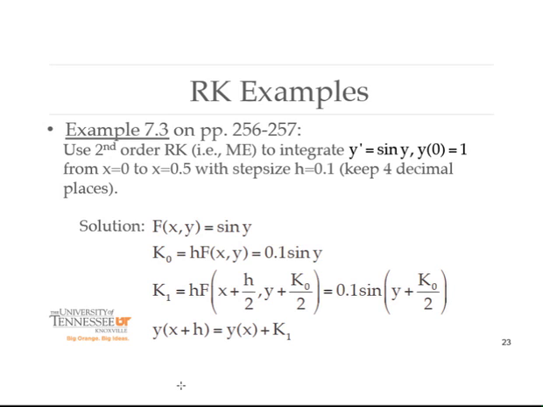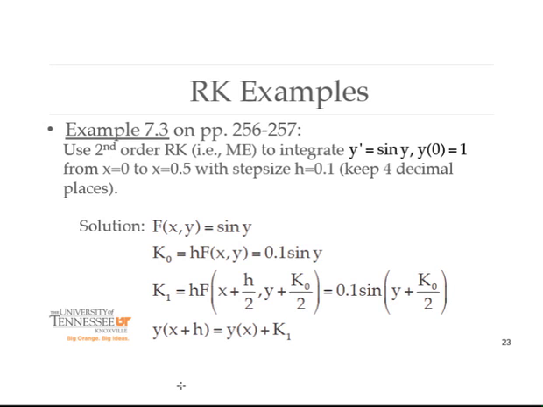A second order Runge-Kutta method is the modified Euler's that we just discussed in the previous lecture. So we're using the modified Euler's method to integrate y prime equals sine y with the initial condition y of 0 equals 1. And we are to integrate from x equals 0 to 0.5 with step sizes of 0.1, keeping just 4 decimal places for each of our approximations.